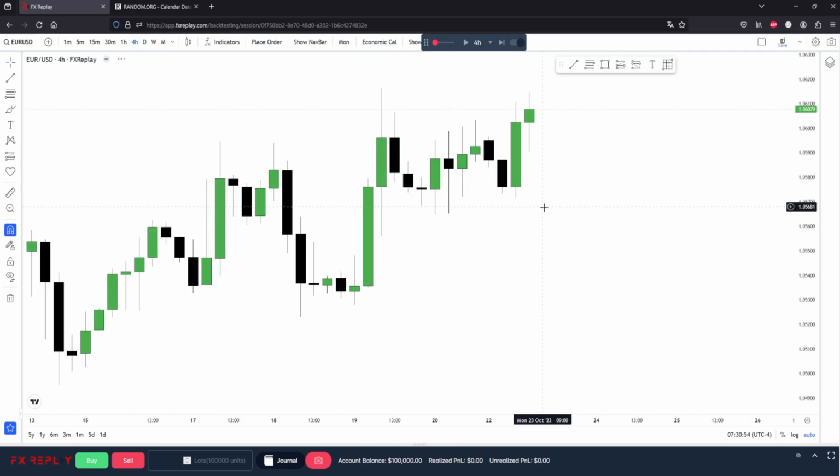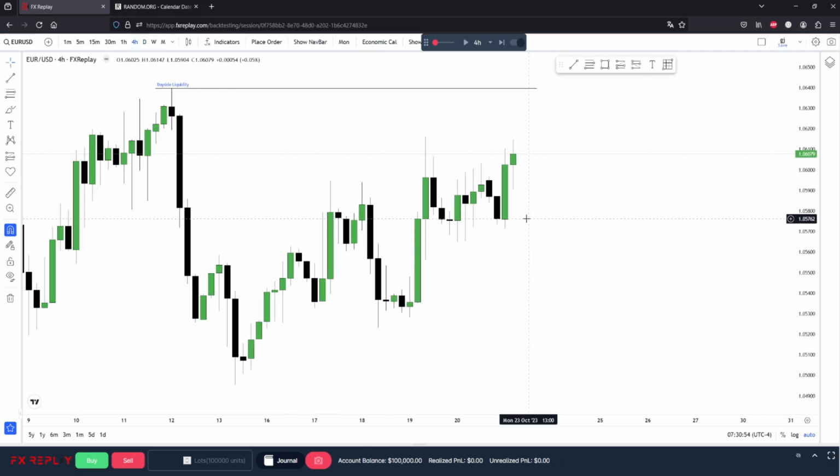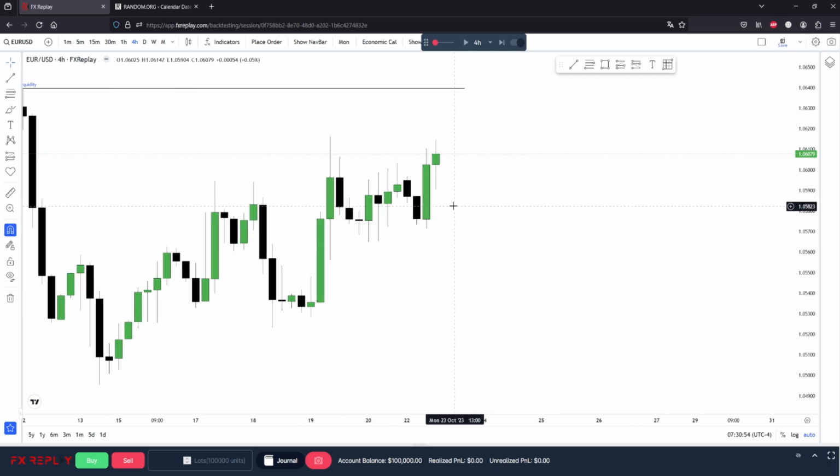Right, and let's go to the 4-hour. Yeah, this also supports this thesis. So we have a fair value gap potentially being formed over here. Right. Okay, a little gap over here. Will this gap stay open? We're going to find out on the lower time frame.